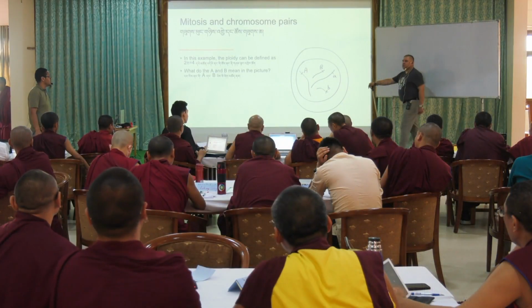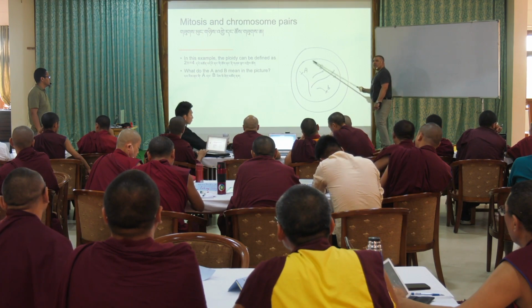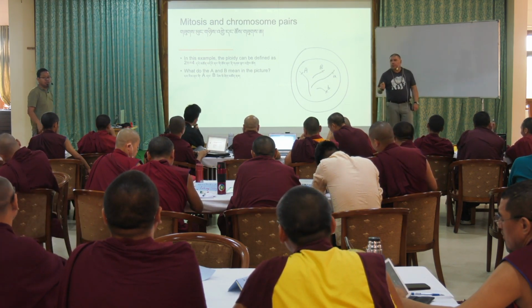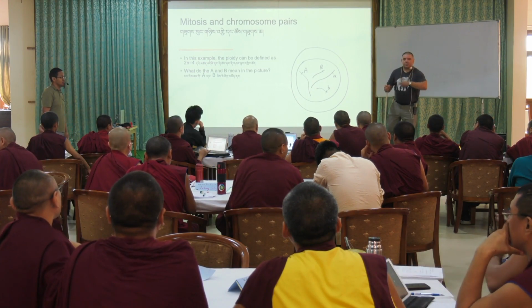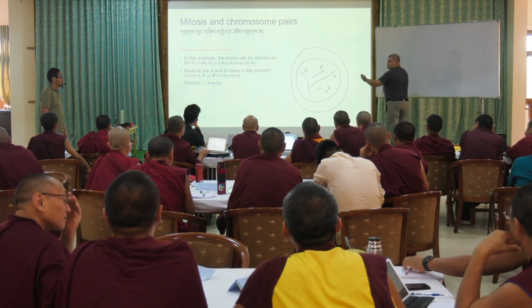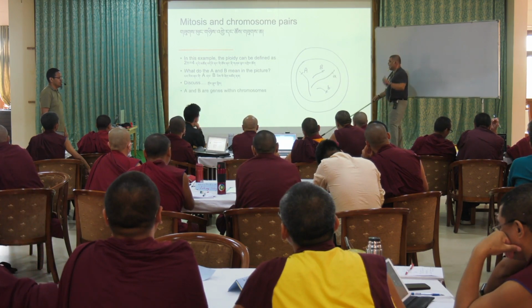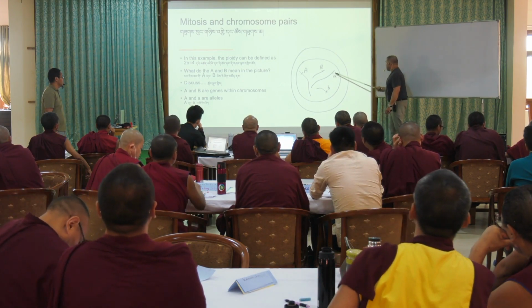And just like I asked my students at Emory, what does A and B mean? Why are they different? What is it showing? That's the question for all of you. Anybody? Yes, I heard it. Chromosomes, right? So you all know that A and B are different chromosomes. Now, what is the difference between large A and small a?